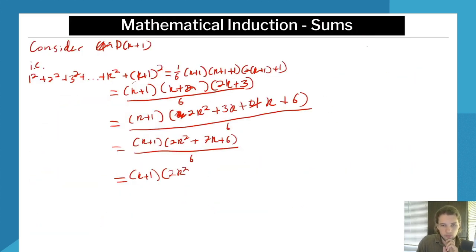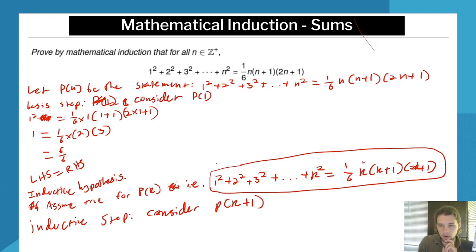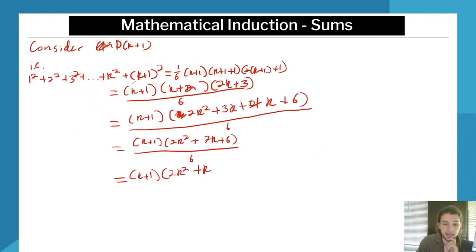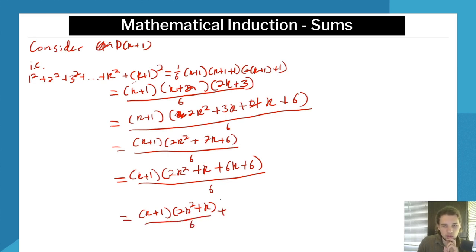So I'm going to play around with things a little bit. I'm going to say plus k because over here we do have that plus 1, and remember I want to take this k out of this set of brackets, so everything's going to be divided by k. And then we have plus 6k plus 6, all over 6. Now I can remove these from the brackets. If I go k plus 1, 2k squared plus k, all over 6, and then I can remove these.